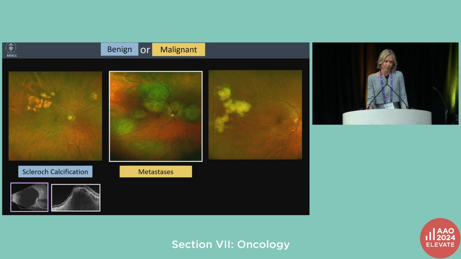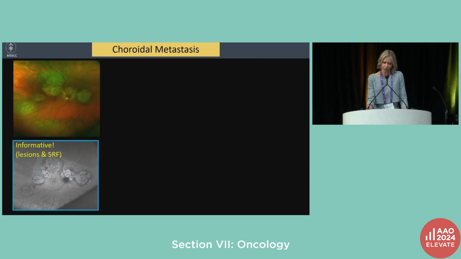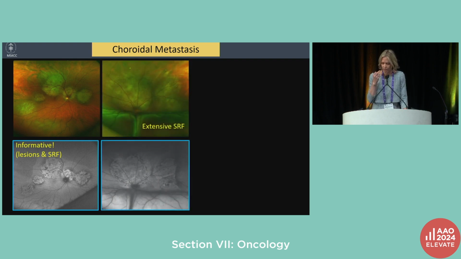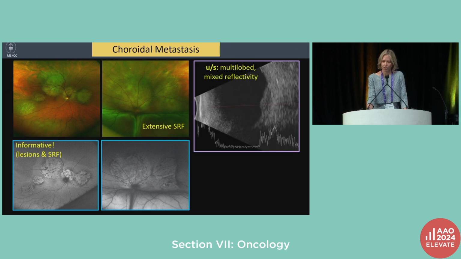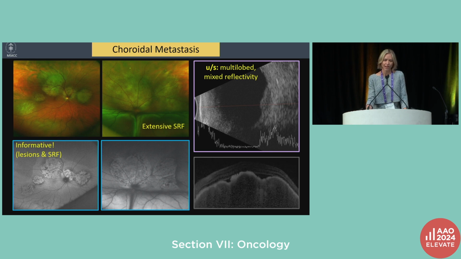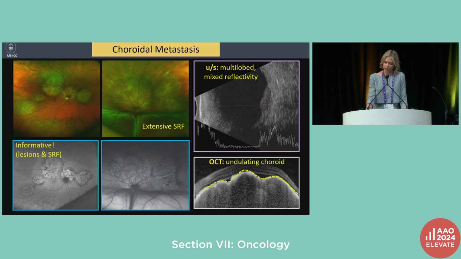Middle one here are metastasis. The autofluorescence is very informative. It can show you the extent of the subretinal fluid. It can show you occult lesions that you might not otherwise see. The extensive subretinal fluid in this bilateral process. On ultrasound, it's got a mixed reflectivity. It can be multi-lobed, and you can see that again on the OCT.